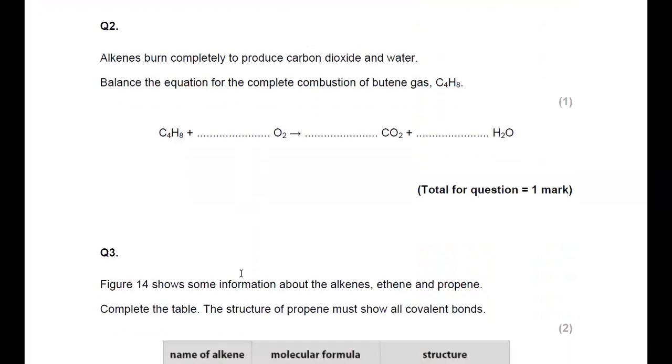Alkanes burn completely to produce carbon dioxide and water. Balance the equation for the complete combustion of butane gas. So if you want, you can write on the screen, annotate on the screen and complete it, or you can say it out, whatever you prefer.